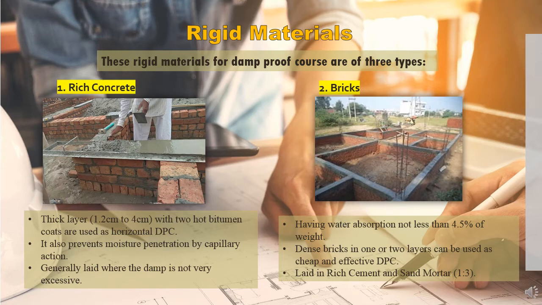Second, brick. Special bricks having water absorption of no more than 4.5% of weight can be used as DPC where dampness is extensive. Then bricks in one or two layers can be used as a cheap and effective DPC, laid in rich cement sand mortar of 1:2:3. Bricks are rarely used as DPC except in cheap houses.